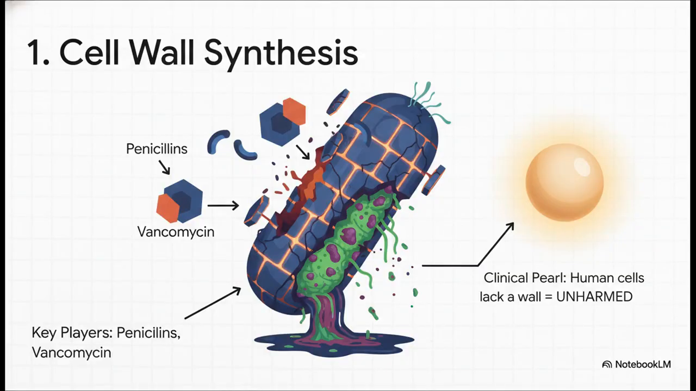Go after the cell wall. Drugs like penicillin do this beautifully. They stop the bacteria from building that wall, and without it, the cell just falls apart. It's a brilliant move because our cells, human cells, don't have a cell wall. That means we can attack the bacteria with laser precision, causing almost no collateral damage to the patient.